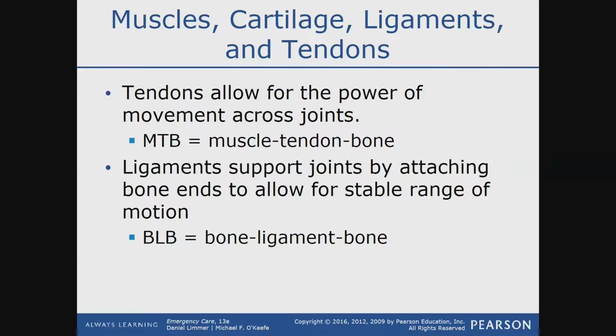I'll put this down because I know this might help some remember it better than just putting down the straight definition. So tendons allow for the movement, the power of movement across joints. So MTB: muscles, tendons, bone. That's a connection. Tendons connect muscles to bones.